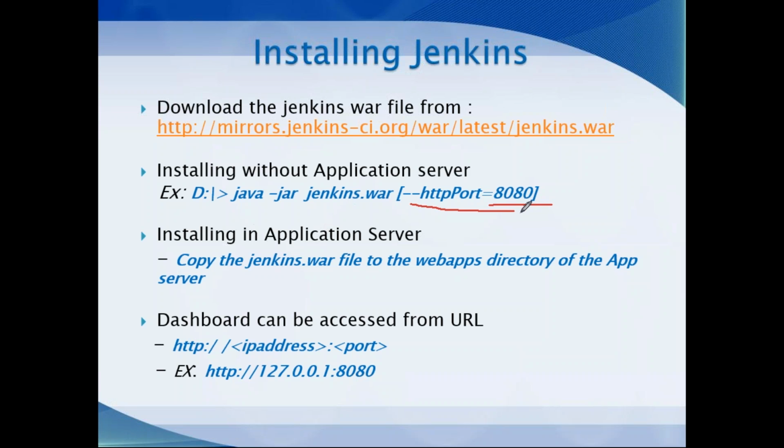Or else, if you don't want to use the java -jar command, you can simply deploy it into the webapps directory of your application server, for example Tomcat, and you can access it simply with localhost IP and 8080. 127.0.0.1 is a localhost IP. You can say it is the loopback IP. It is common for all the machines. You cannot change that.